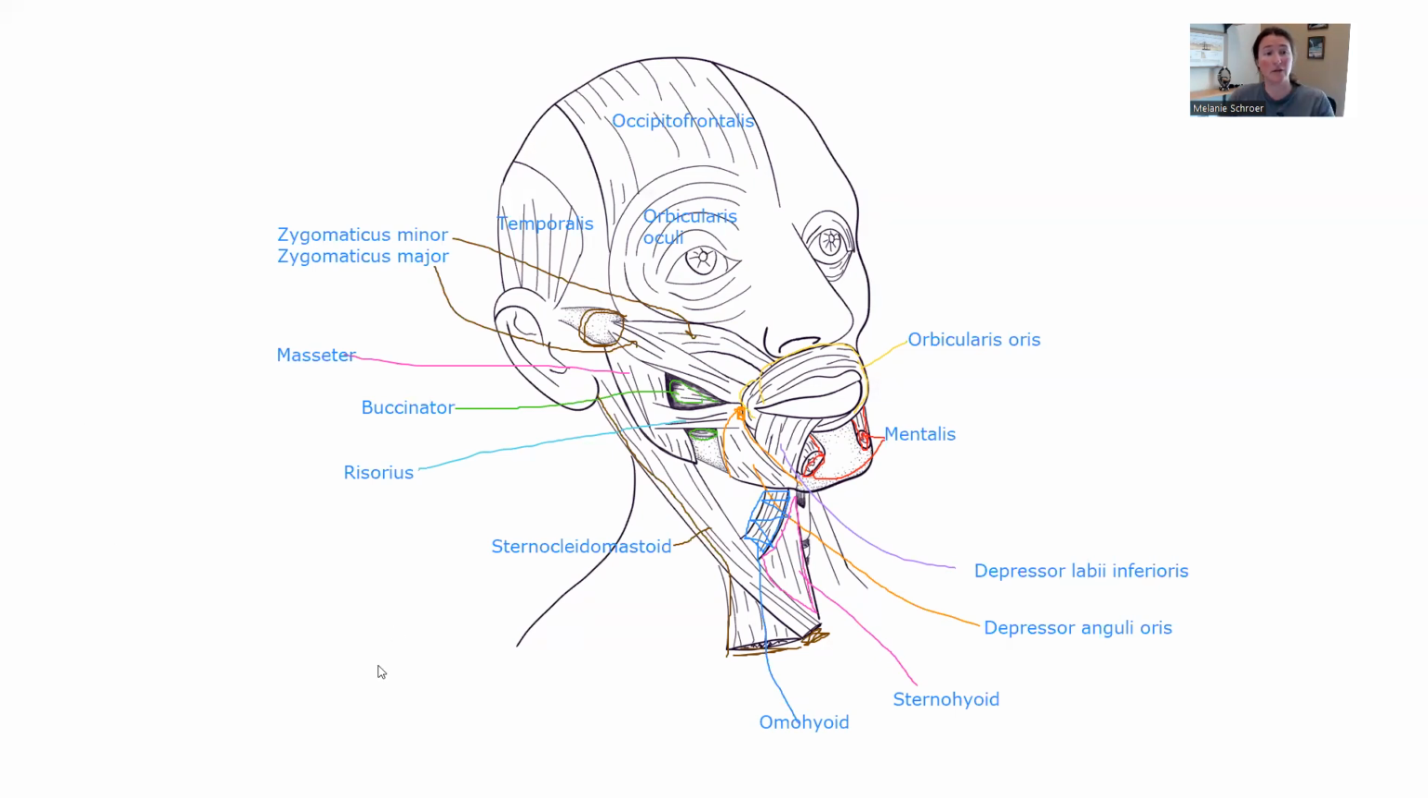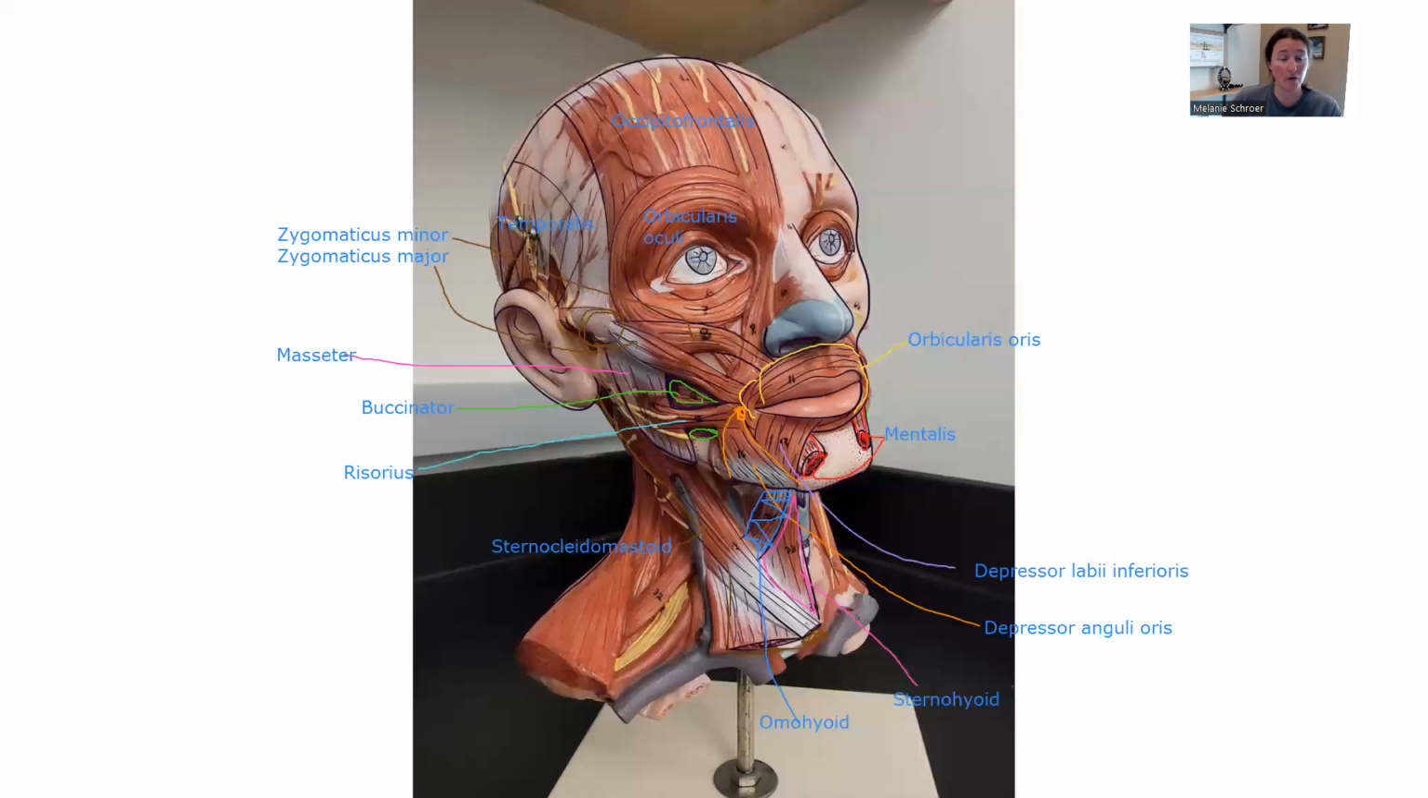So here's what it looks like on the diagram. Maybe that's what you are following along with. And here it is on the muscle model itself. Again, these are all more superficial muscles. We can see a little bit deeper the buccinator, deep to the risorius, deep to the masseter. The sternohyoid and omohyoid look a little bit different, but they're in the same place. So we can get the idea there.